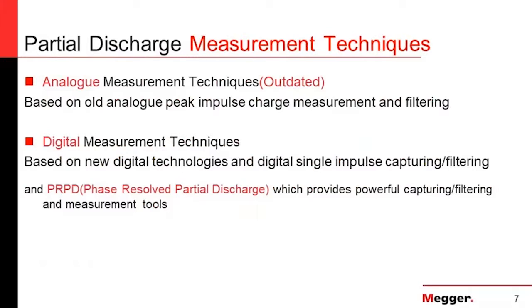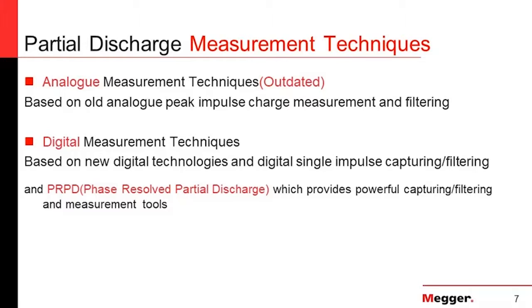Okay, partial discharge measurement techniques. So how do we measure partial discharge exactly? That's a problem, because without measuring partial discharge, we won't be able to assess the situation. So we have two different techniques for measuring partial discharge. First is analog techniques, which are pretty much outdated. They used to be used before digital technology, but these days we use digital measurement techniques.